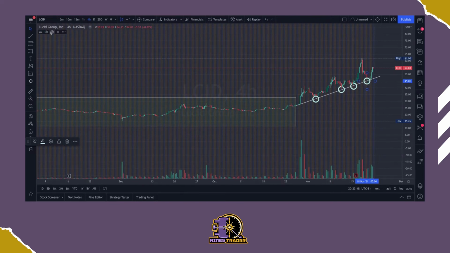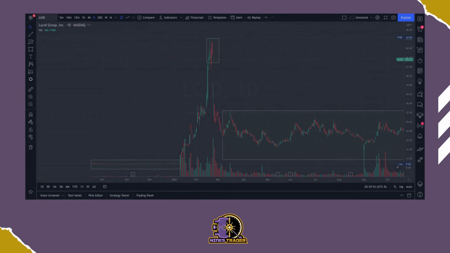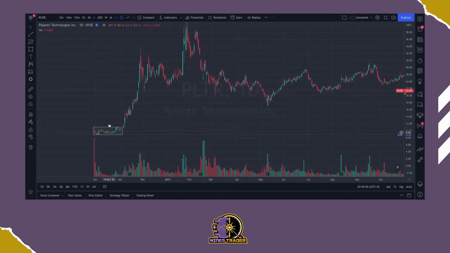I will be reviewing the next stock, PLTR, Palantir Technologies. So as you can see here, it's in an accumulation stage. And then it breaks out and starts an uptrend.